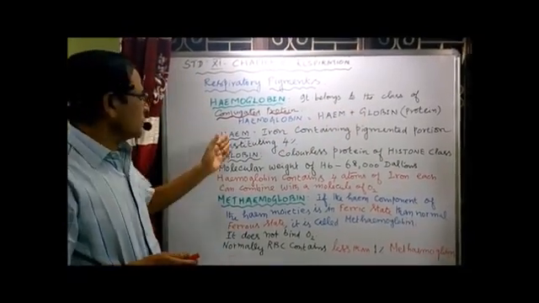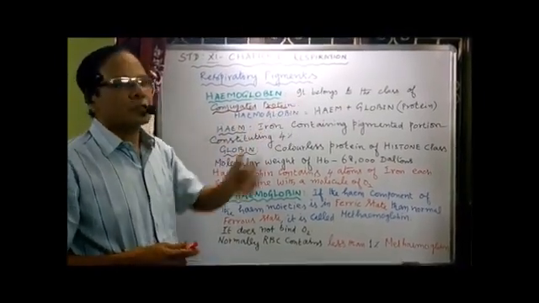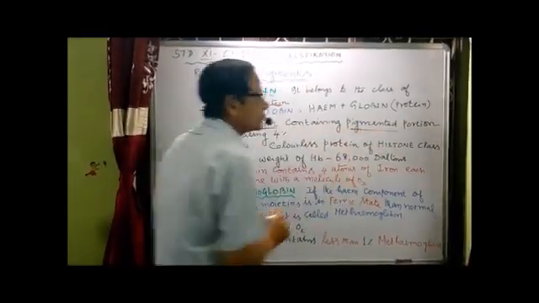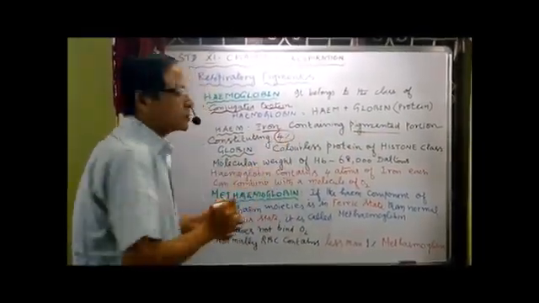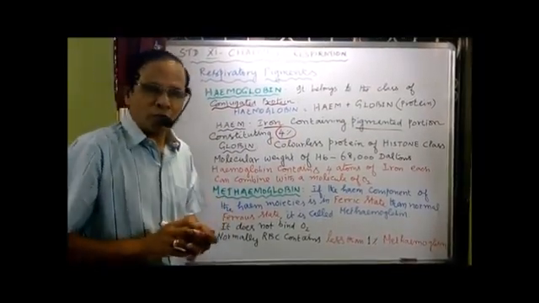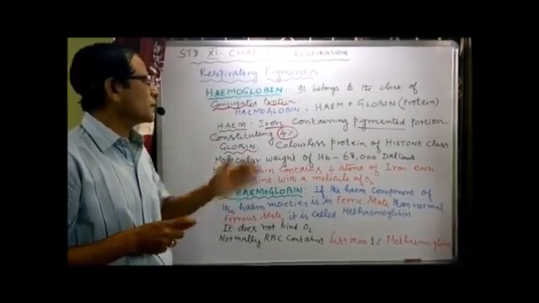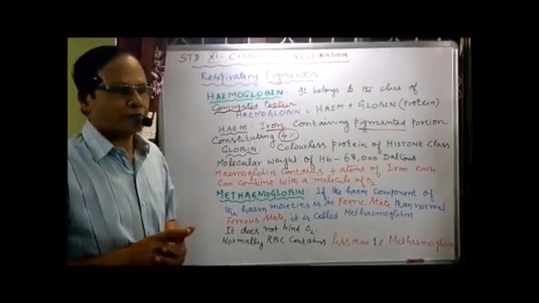Now, what is heme? It is an iron containing pigmented portion, which normally constitutes about 4% of the hemoglobin molecule. So each hemoglobin molecule is formed of an iron containing pigmented portion constituting 4%.